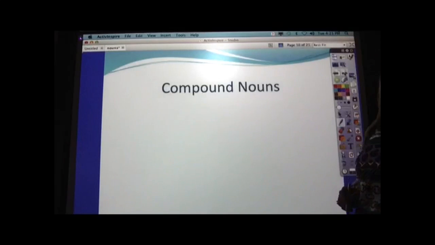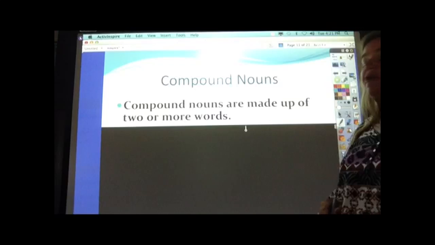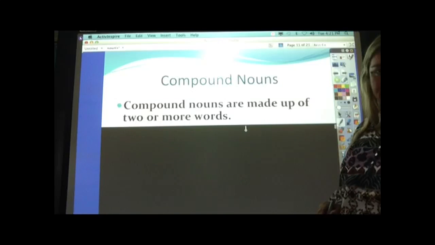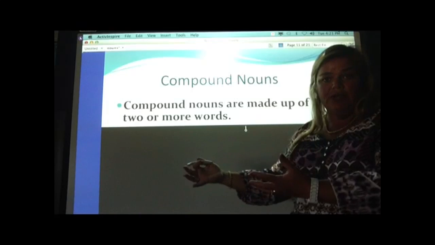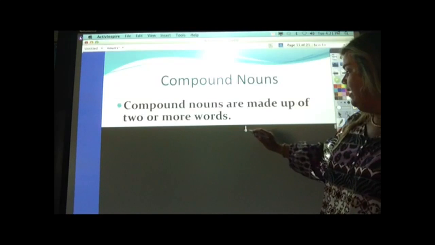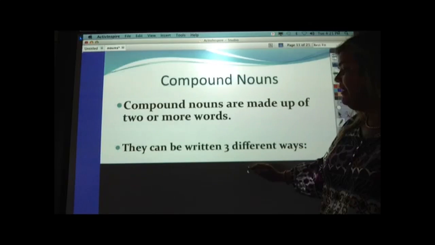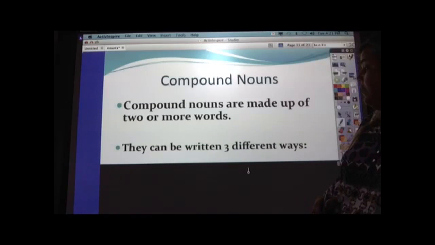All right, let's take a look at another type of noun, compound nouns. These can be a little tricky sometimes, and here's why. Compound nouns are made up of 2 or more words. So you take 2 words, you put them together, just like in science when you have 2 elements and you put them together, you get a compound. Nouns are the same way. And they can be written in 3 different ways, so that makes it a little confusing as well.